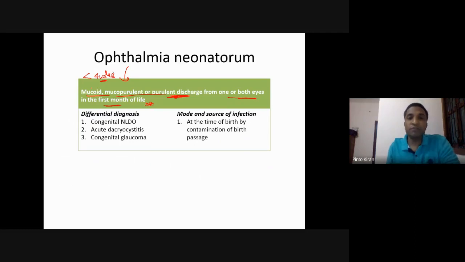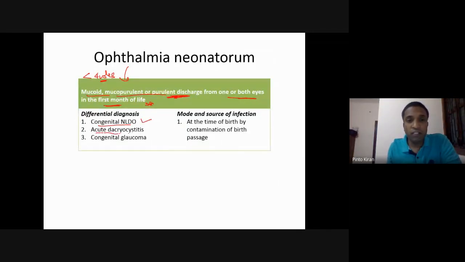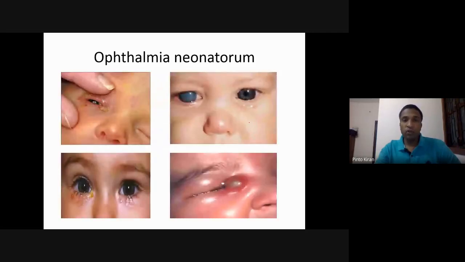How do you differentiate from the other causes? What are the differentials for this? One is a congenital nasolacrimal duct obstruction. You have acute dacryocystitis. Then you have a congenital glaucoma. And what is the mode and the source of infection at the time of birth? By the contamination of the birth canal. So how do you differentiate?